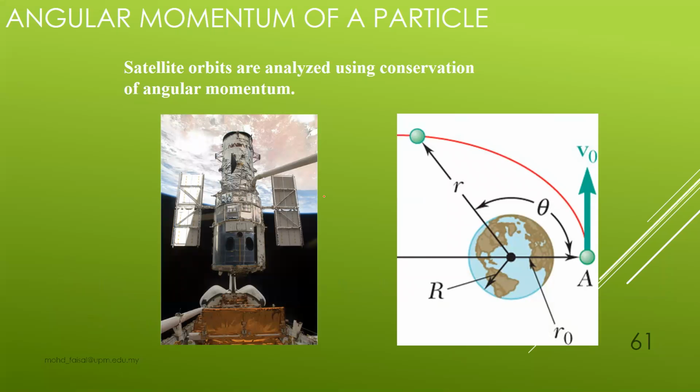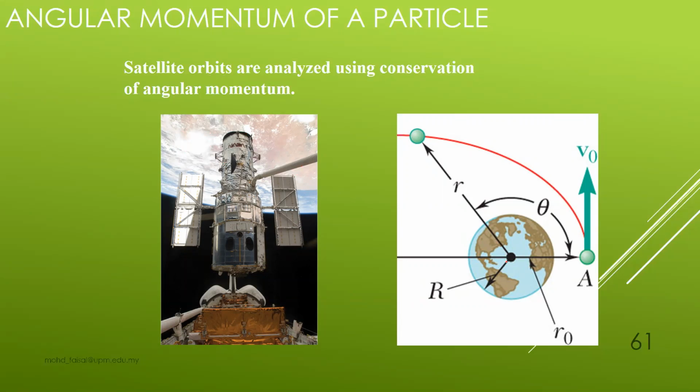Okay, first we start with the angular momentum of a particle, where as we can see here, we have a satellite, the satellite orbiting the Earth. Satellite orbits are analyzed using conservation of angular momentum.